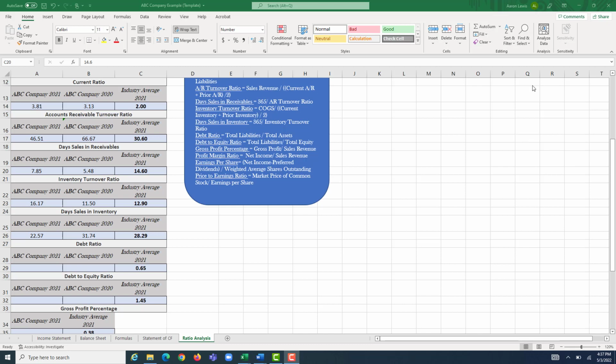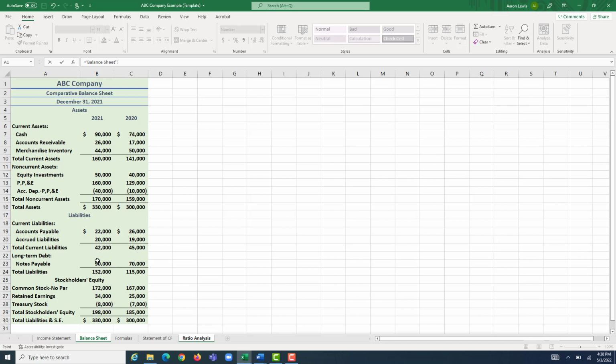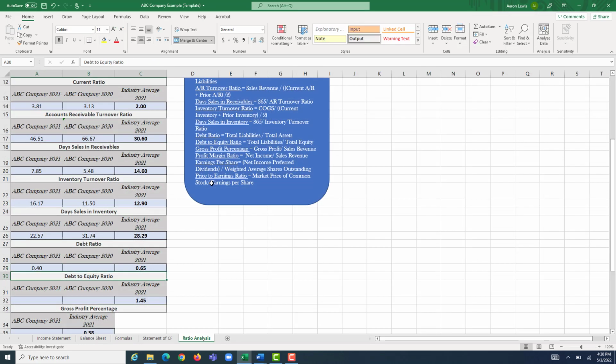The formula for debt ratio is just total liabilities divided by total assets. So for 2021, I hit equals, I go to my balance sheet, and I find that total liabilities were $132,000 in 2021. Our total assets were $330,000 in 2021. That is a debt ratio of 0.40. So essentially for ABC Company in the 2021 business year, 40% of what they own, they still owe on. It's still being financed by debt.